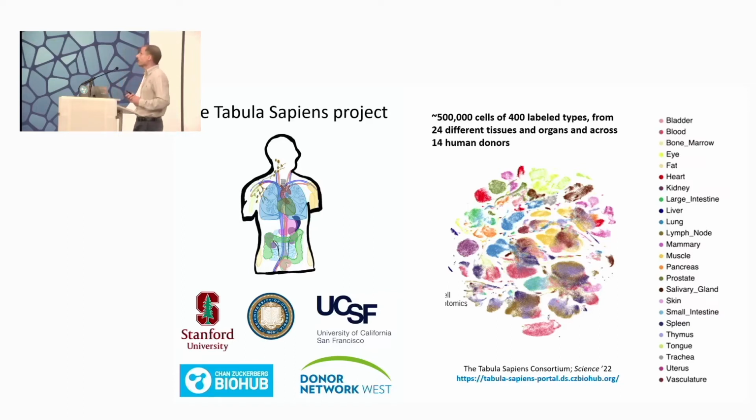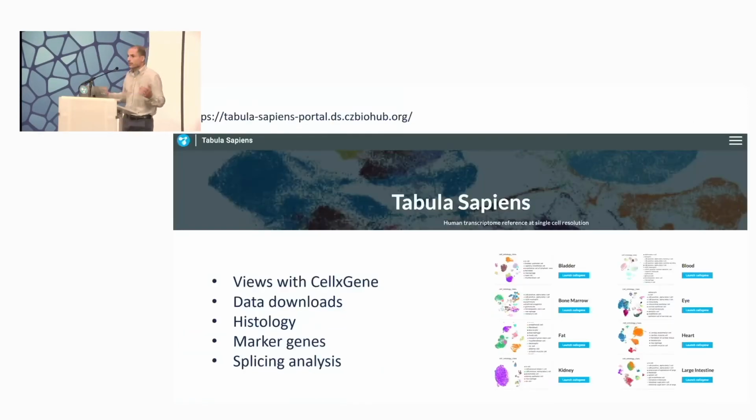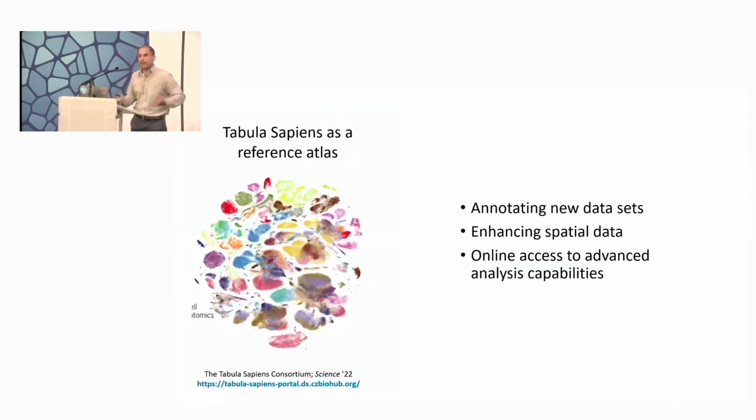And after a lot of curation effort and manual inspection of this data and some use of algorithms, also an annotation of about 400 different cell types in this data set. So what do we do now that we have this data set out? One thing is to have this portal that people can access, and it provides all sorts of views to the data with cell by gene, data downloads, and other tools. And that really provides a way for people in the community to look into this data, start understanding it, and start browsing it.